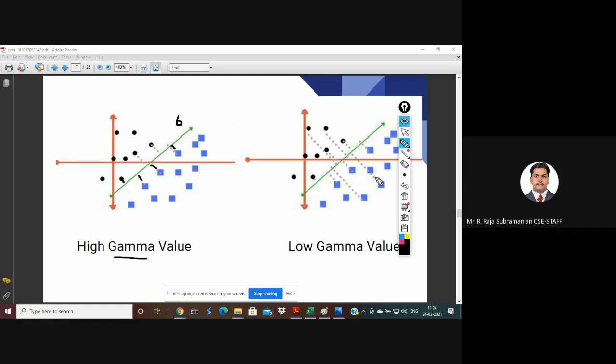Why? Because it is not possible that every point in class 1 will be of sufficient distance from every other point in class 2. It is not at all possible. Only the points which are closer to the margin at both ends need to be at a particular distance. It is not that every point in class 1 and every point in class 2 should be at a much larger distance. Then it is very difficult to fit that particular criterion. So we do not prefer a low gamma value, right? We prefer a considerable gamma value.